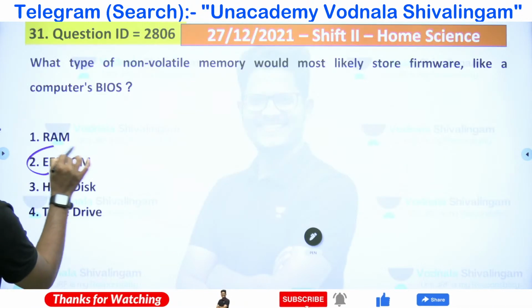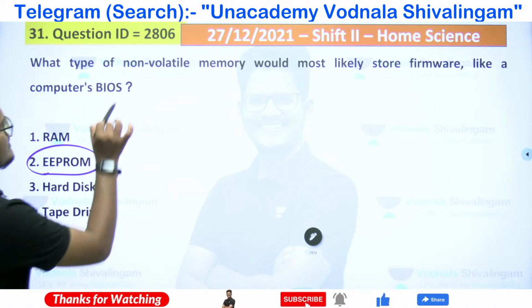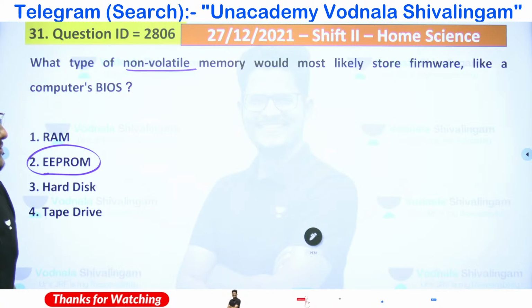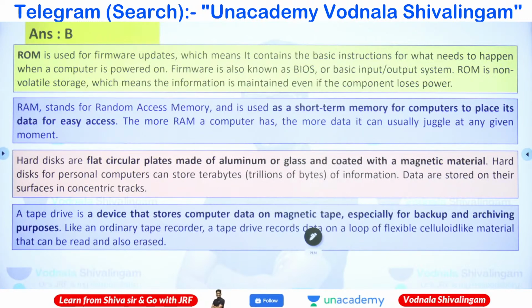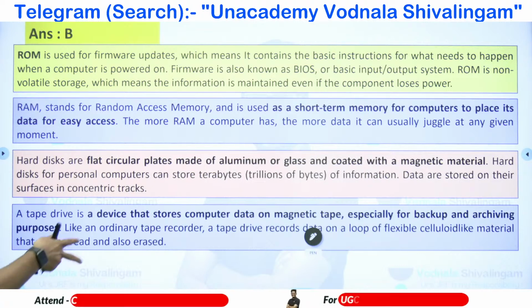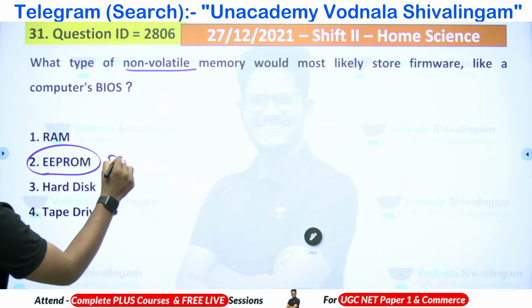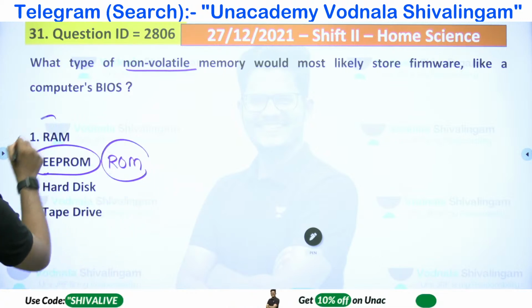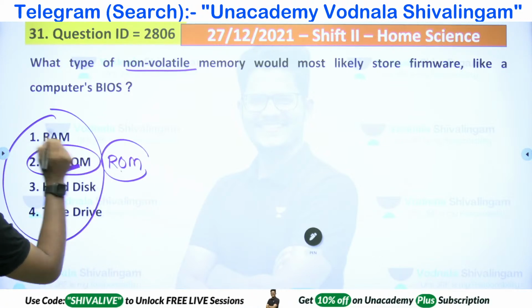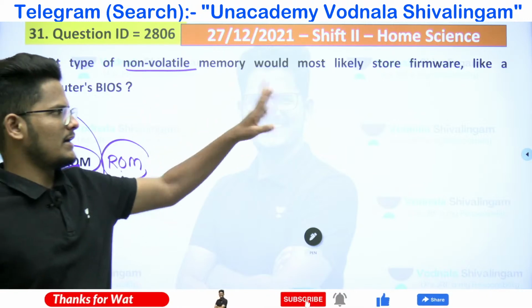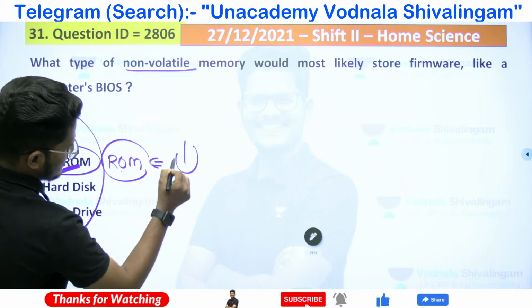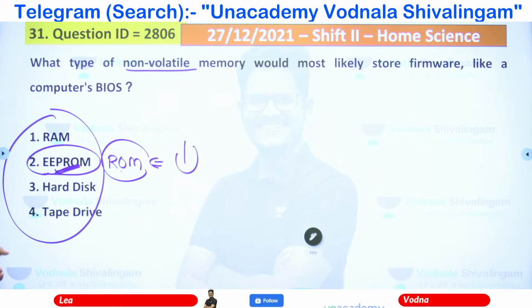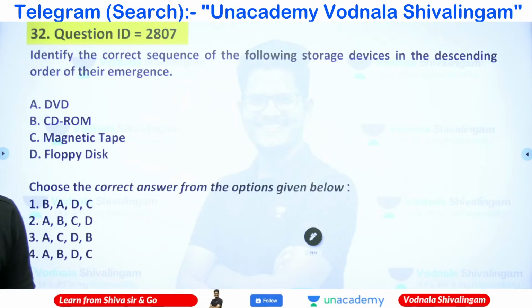So option B is the correct answer, EEPROM. That is non-volatile in nature and is most likely to store firmware like a computer BIOS, that is, electrically erasable programmable read-only memory, right? So EEPROM, which is actually a ROM, is non-volatile in nature. Out of the 4 options, this is the only type of ROM which is non-volatile, and it holds the basic input output system. When you switch on the computer, the first thing that operates is that ROM, which gets activated before the operating system.